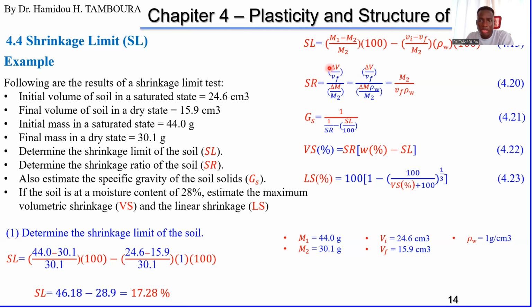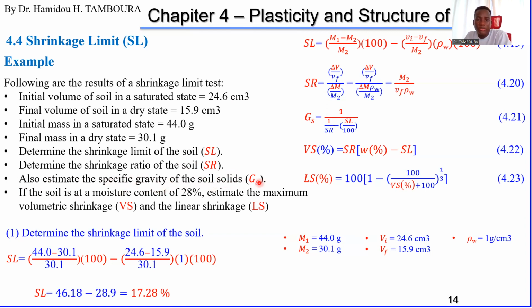If you want the shrinkage ratio, that is here. Delta V is just the variation of volume, you can get it easily. Delta M is the variation of mass. I think you can just use this one to make it very simple. You have M2 here, VF is here, and rho W, the density of water, is here. By doing that, you can obtain the shrinkage ratio very easily. I don't have to do it for you, okay?